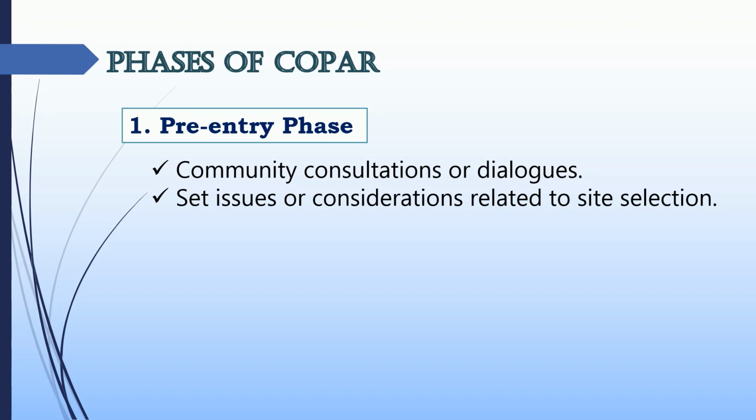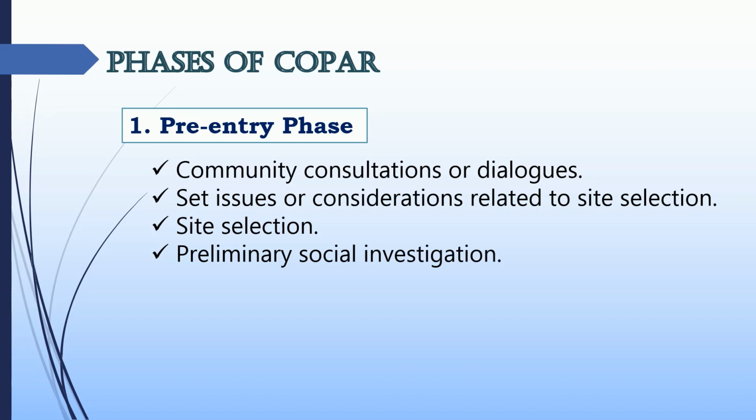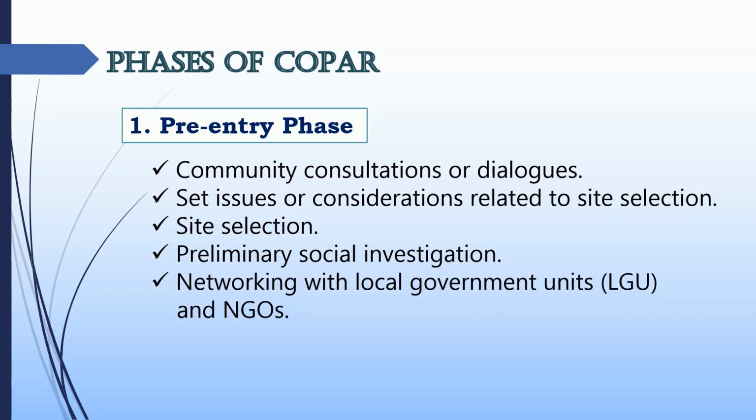The majority of the community population must be socio-economically depressed and underserved. The community is in poor health status and health services are inaccessible. Aside from this, it must be safe and there is acceptance of the program in the community. Then after a thorough review, we will proceed to site selection. Then, we will conduct a preliminary social investigation. In this activity, we will use secondary data from various government offices. Then we will also conduct ocular observations in the chosen site. Lastly is networking with local government units and NGOs.